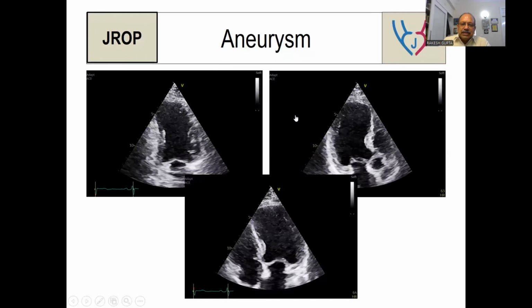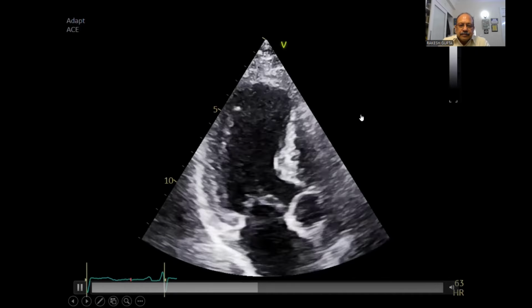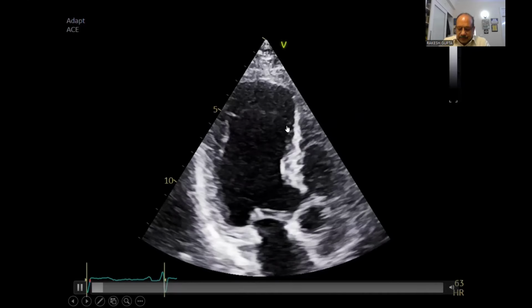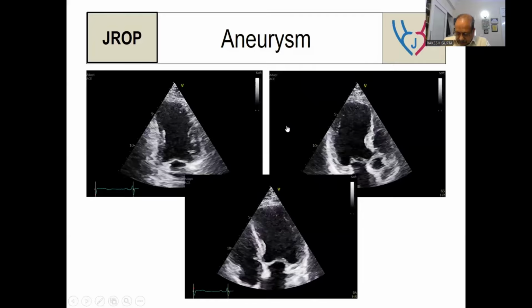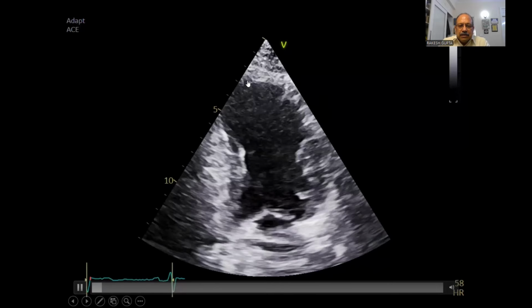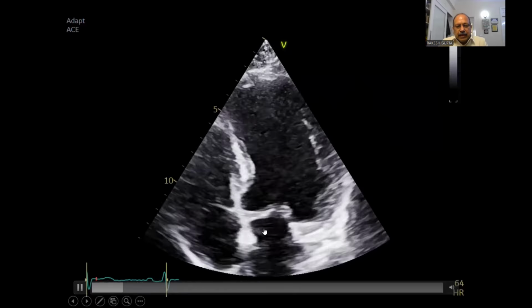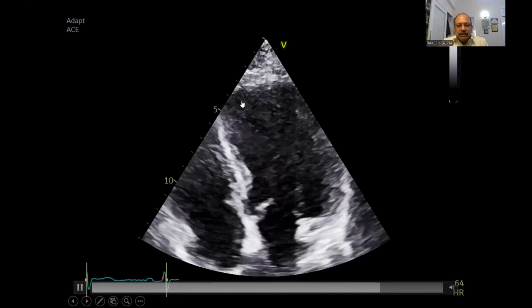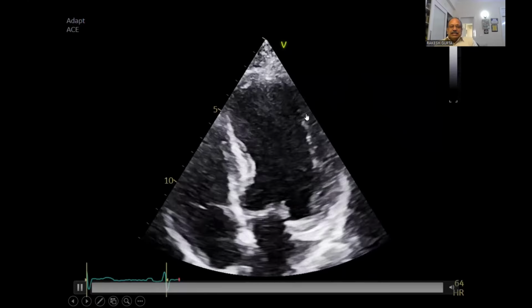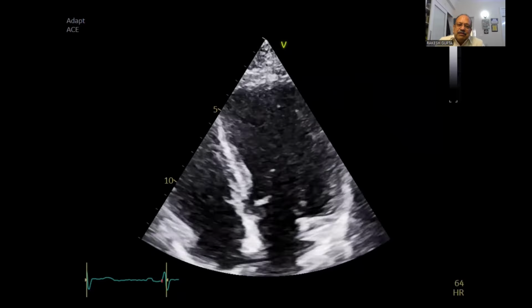Some more examples. Now you can see this is all aneurysmal. Now you can realize it better. Aneurysmal. And now you realize in four-chamber view, aneurysmal segment. And how does it look in ECG? Persistent ST elevation in ECG.